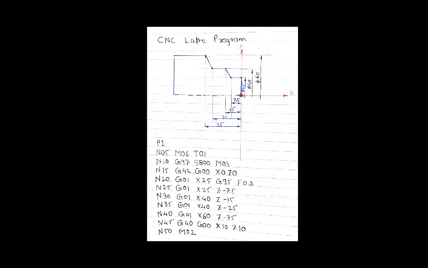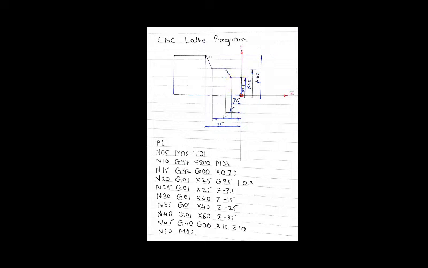Okay, now next code, that is N25, G01, X25, Z minus 7.5. So initially we moved the tool from 1 to 2. Here we have defined the position in a N15 block. Then in N20 block we moved the tool from here to here. Now in N25 block we moved the position having the coordinate X25 and Z minus 7.5 from here to here.